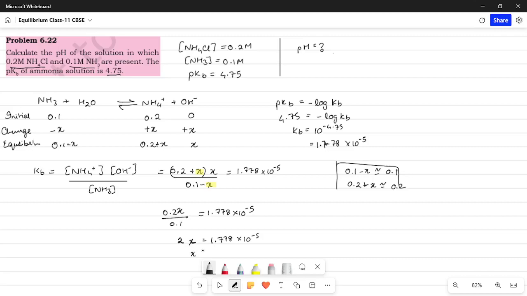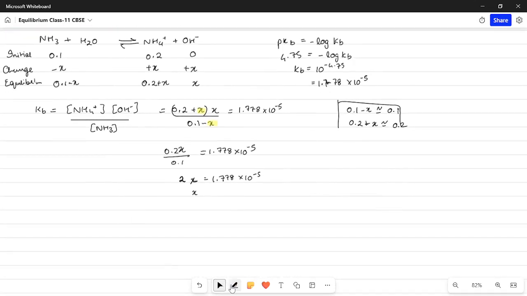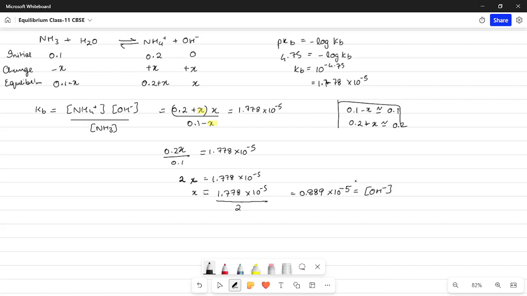So x will be equal to 1.778 into 10 to the power minus 5 whole divided by 2, and this is equal to 0.889 into 10 to the power minus 5. So this is the concentration of the OH minus ion, right? So this is the OH minus ion.